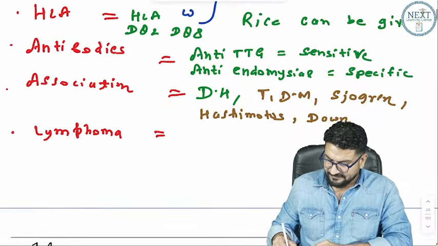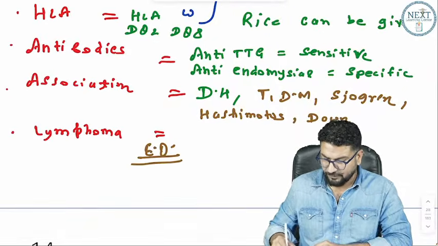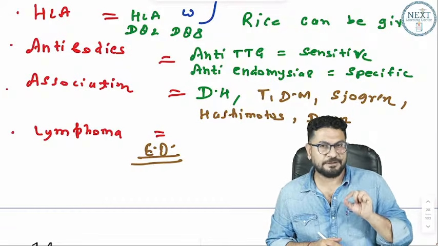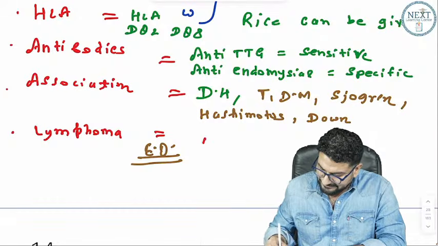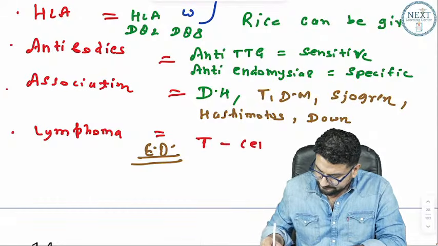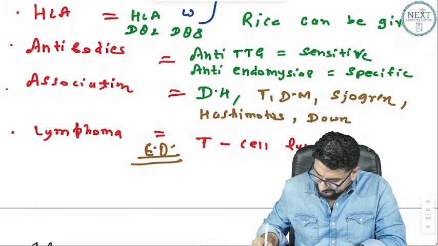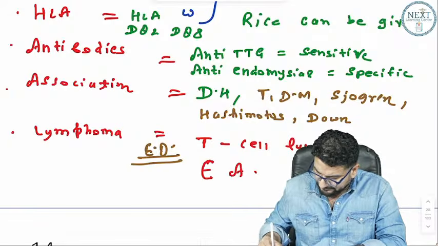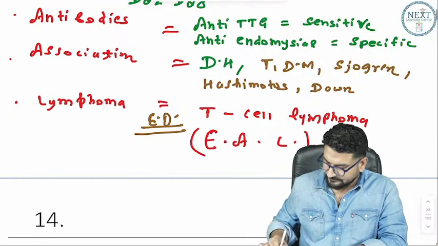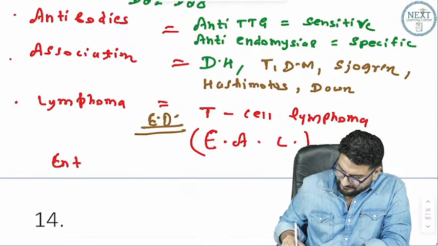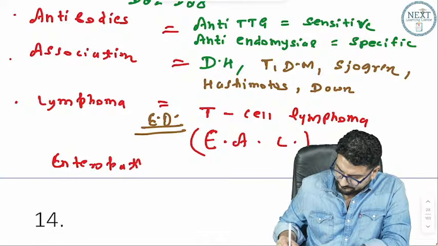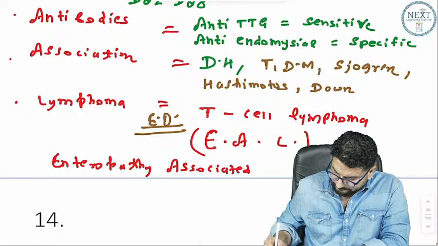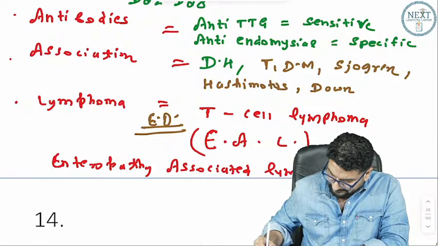Now this is very, very interesting. This is an expected question. Which lymphoma? Normally in the GIT, what do we get? We get B cell non-Hodgkin lymphoma. Here you will get T cell lymphoma. And this T cell lymphoma is also called enteropathy associated lymphoma, EAL. So this is expected in celiac.